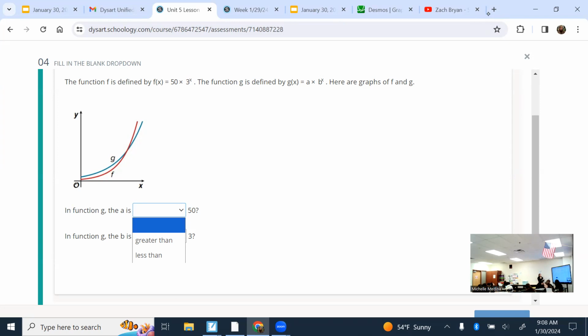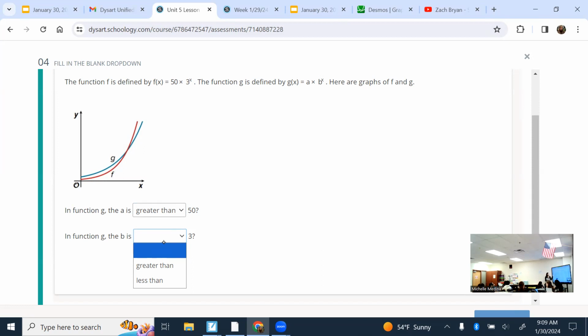What's the initial amount of f of x? 50. And look at where the g of x equation compares to the f of x equation. Would that be higher or lower than 50? Higher, because as we go up on the y-axis, the numbers get bigger. So if it's sitting higher than the f of x there, then it must be greater than 50. The next part in function g, the b is either greater or less than 3. 3 is the common factor of f of x.